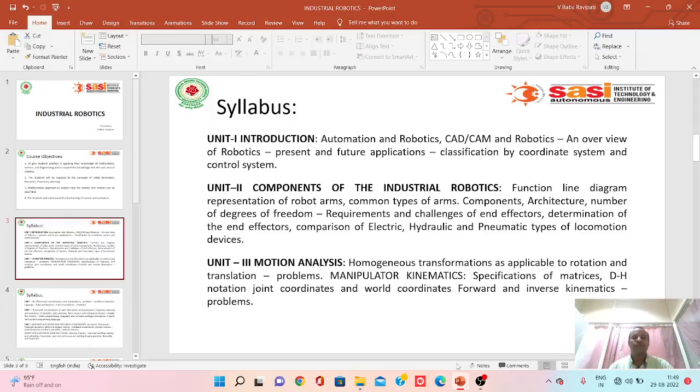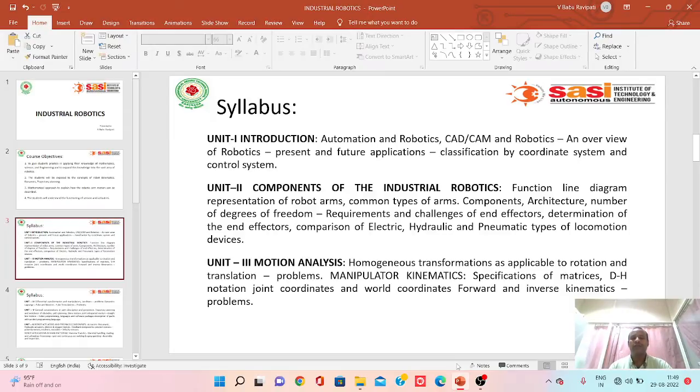In the second unit, we are covering components of industrial robotics. There, we have the explanation about functional line diagram representation of robot arms, common types of arms, components, architecture, number of degrees of freedom the robot can have, and requirements and challenges of the end effector. End effector is a kind of robot end effector. It may be a holder, or it may be a gripper which grips the objects. It may be a tool.